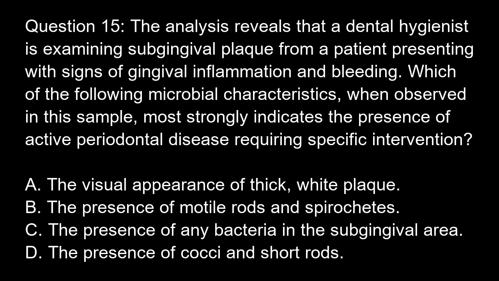Section 15. A dental hygienist is examining subgingival plaque from a patient presenting with signs of gingival inflammation and bleeding. Which of the following microbial characteristics, when observed in this sample, most strongly indicates the presence of active periodontal disease requiring specific intervention? Option A. The visual appearance of thick white plaque. Option B. The presence of motile rods and spirochetes. Option C. The presence of any bacteria in the subgingival area. Option D. The presence of cocci and short rods.